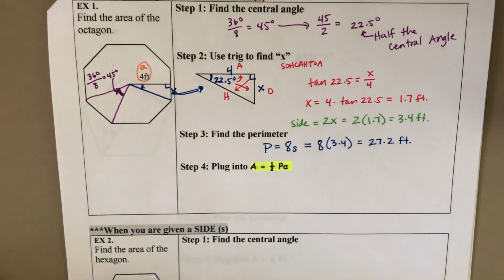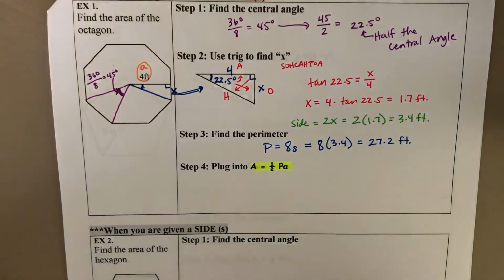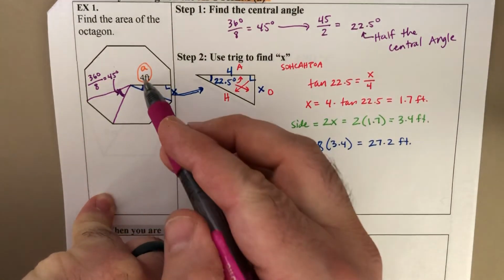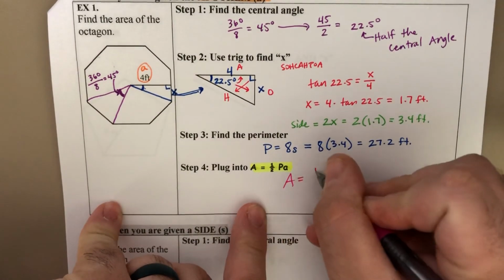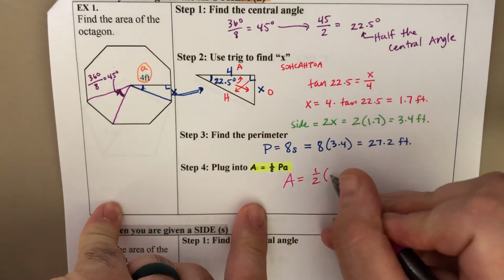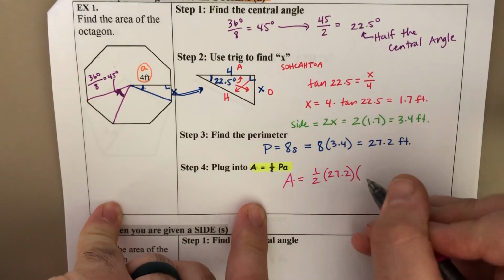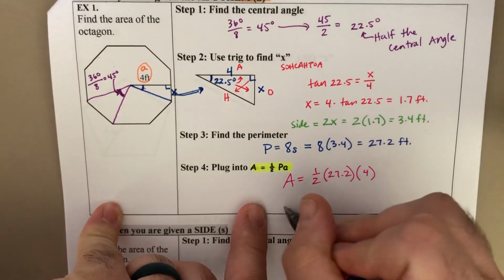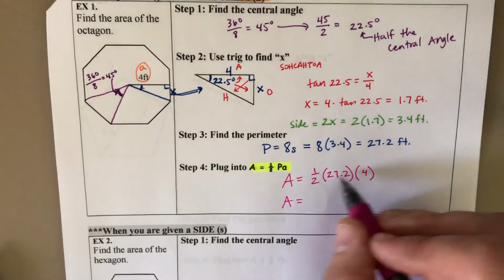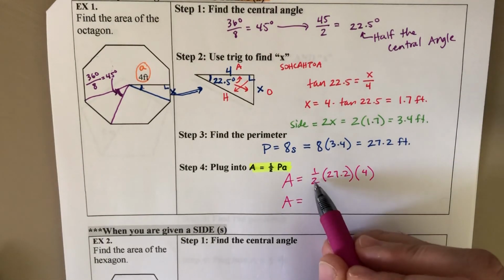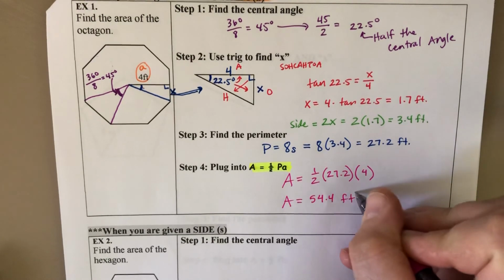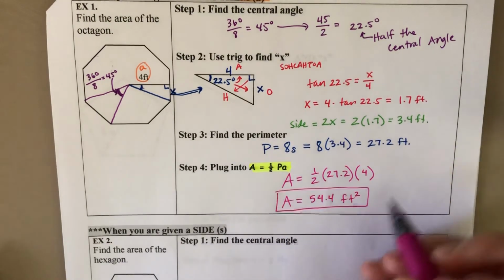And now we are ready to finally solve this, because we do have P now. We just found it. A was given at the beginning. So area is 1/2 times the perimeter, 27.2, times the apothem, 4. And that will give us the area of this octagon, which, when we do the 27.2 times 4, then divide by 2, is 54.4 square feet. Again, it is area, so square feet.